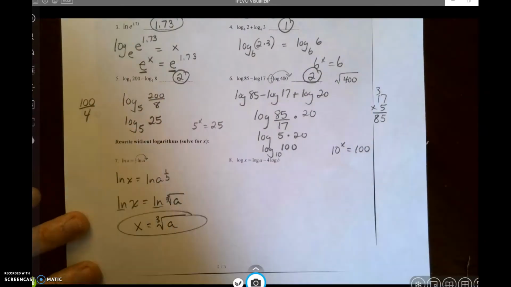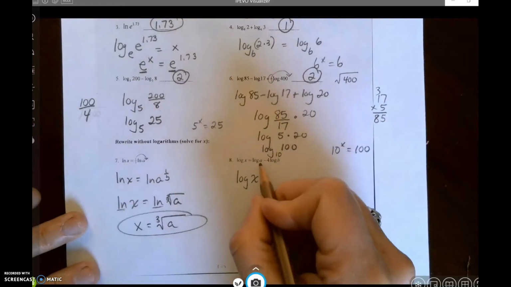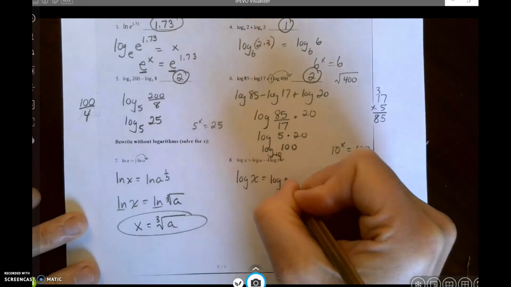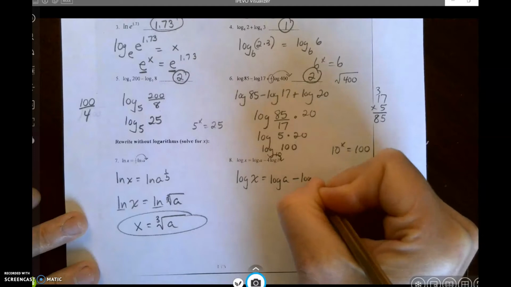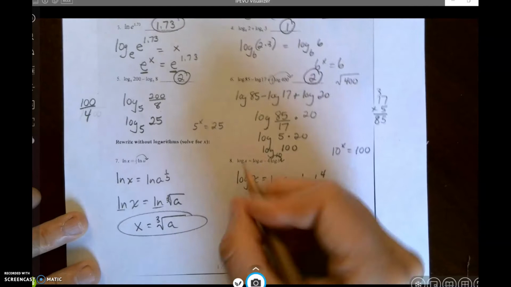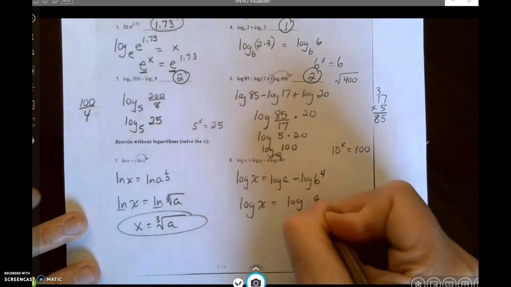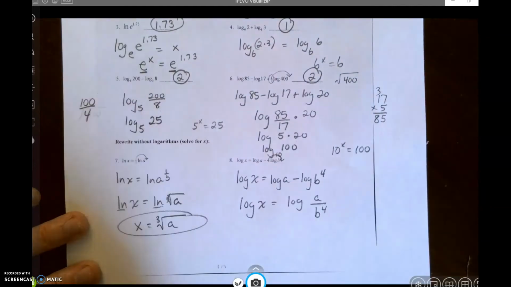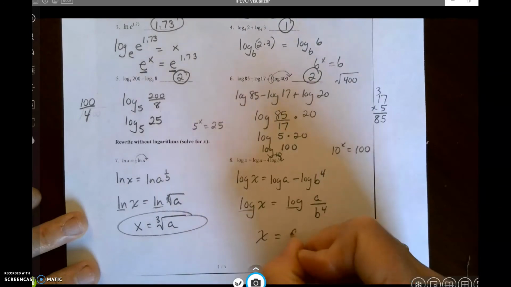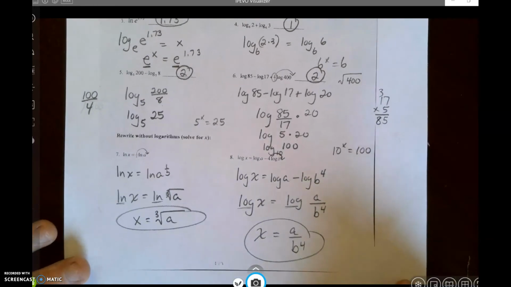Let's do number 8. Log of x equals log, oh, this 4, first of all, is going to get moved to here. Log of a minus log of b to the 4th. And I know that subtraction means division. So log of x equals log of a divided by b to the 4th. Again, since they both say log, we know that x must equal a divided by b to the 4th. So we solved for x.